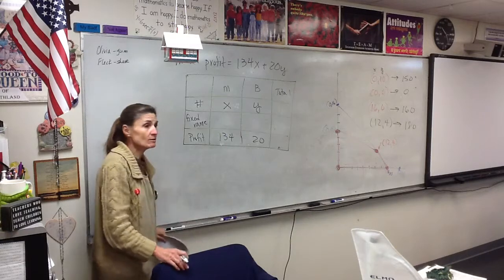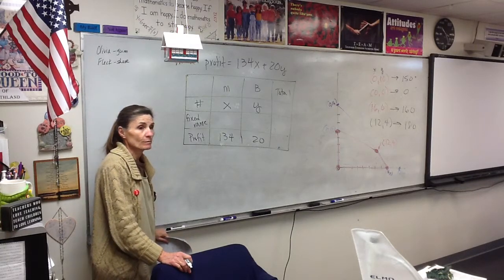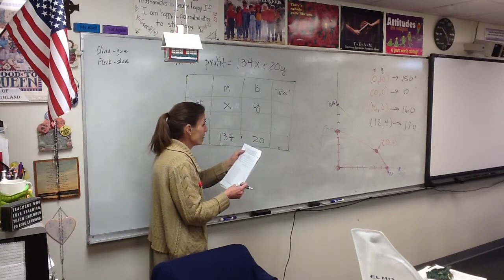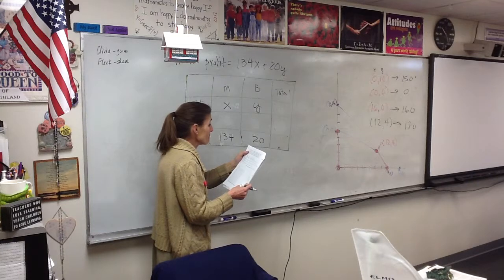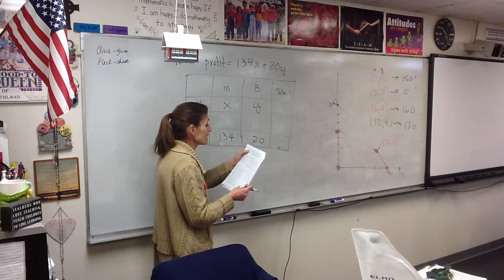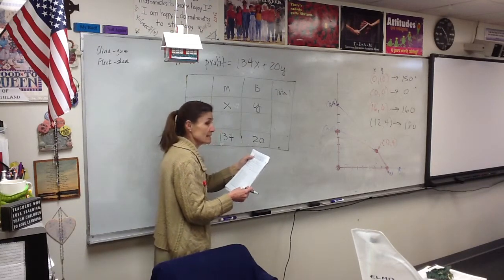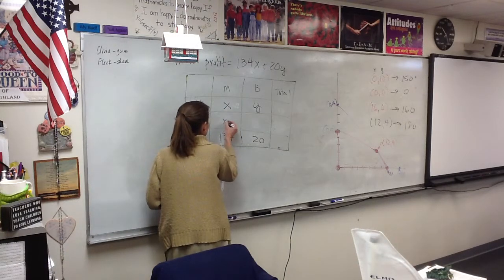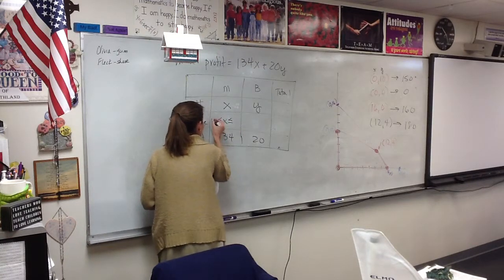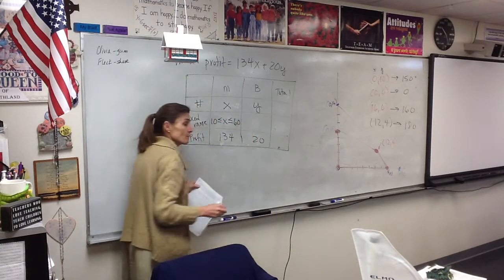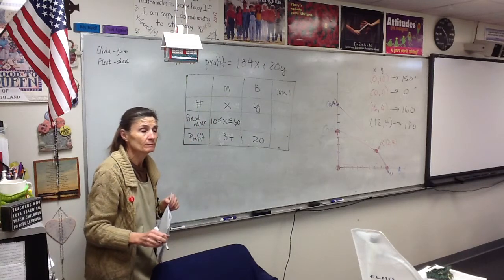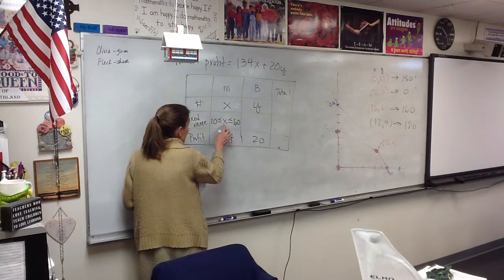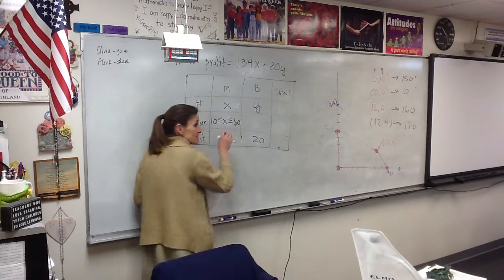Does anybody see anything else that could go somewhere? What? 60. Okay, we got a 60, and it says to stay in business, it must produce at least 10 motorcycles, but no more than 60 motorcycles. So the number of motorcycles has to be between 10 and 60. Would you agree with that? Notice I wrote a compound inequality. I said X has to be bigger than 10, but less than 60.